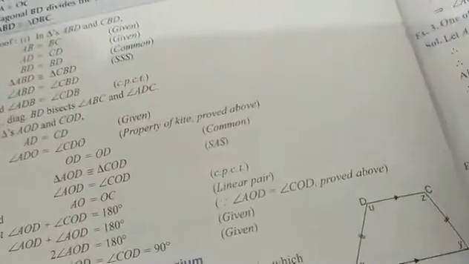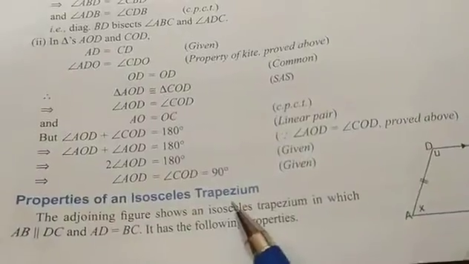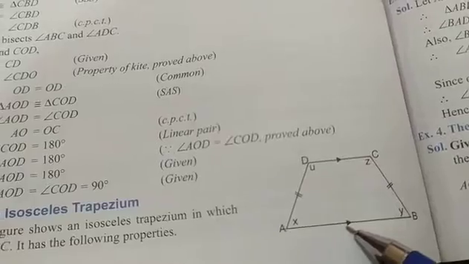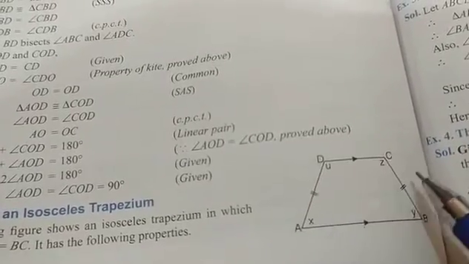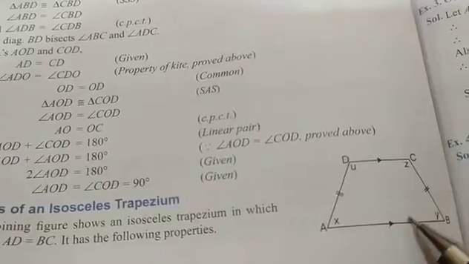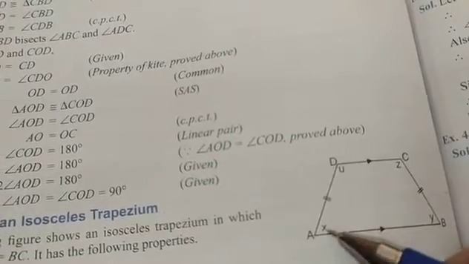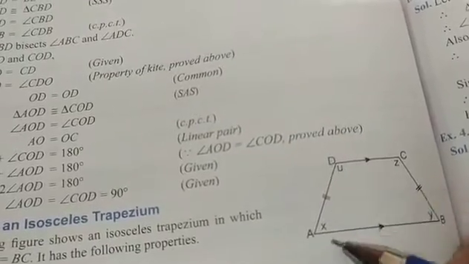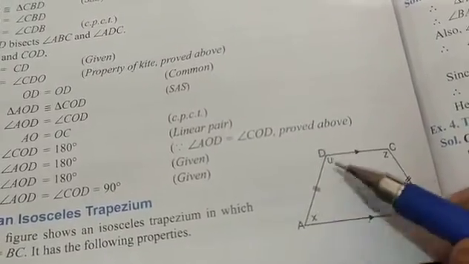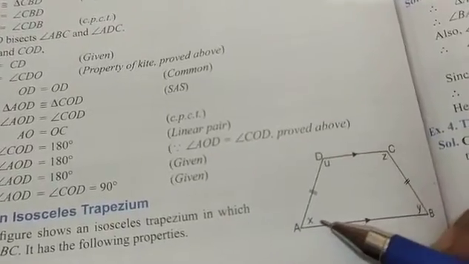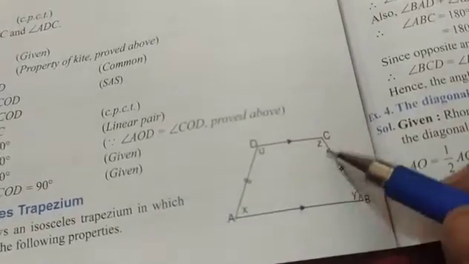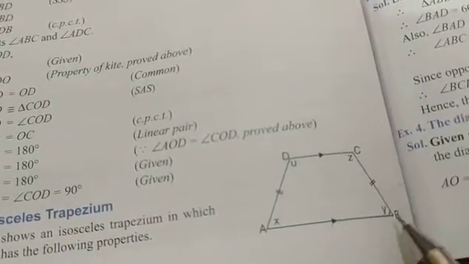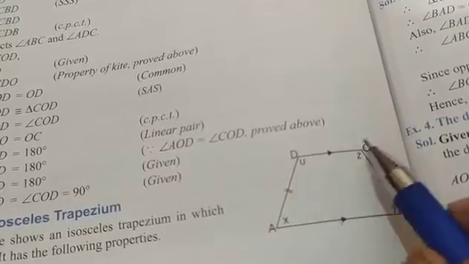Next, properties of isosceles trapezium. This is an isosceles trapezium. Opposite sides are parallel and non-parallel sides are equal. In the isosceles trapezium, the sum of adjacent angles is 180 degree. They are co-interior. These two are parallel. This is a transversal. They are co-interior. So angle x plus y is 180, y plus z is 180. Since it is isosceles, x is equal to y, angle A is equal to angle B, angle C is equal to angle D.